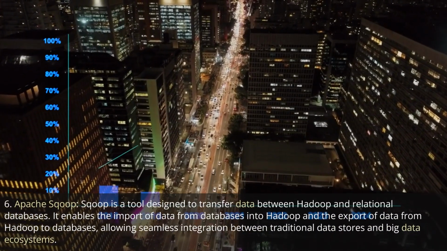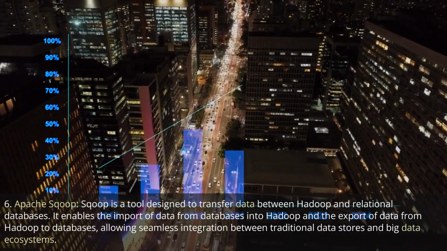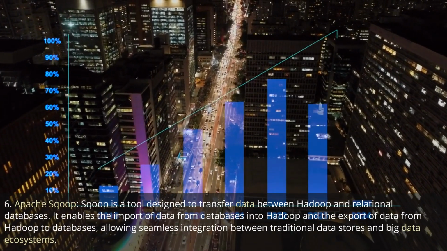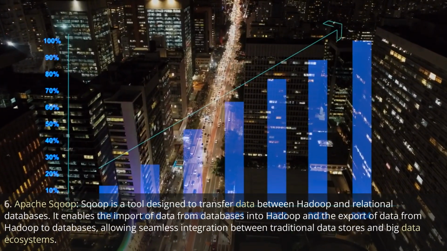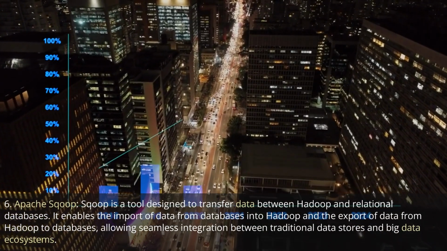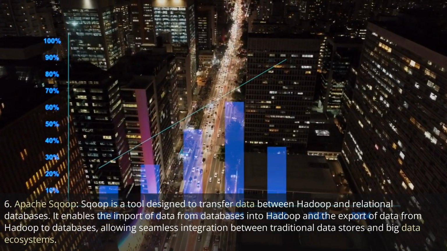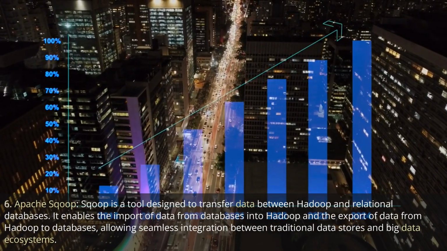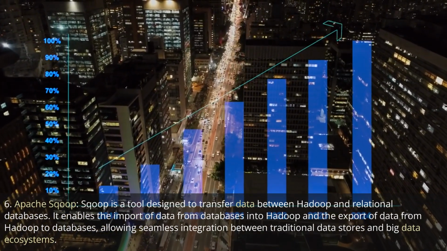6. Apache Sqoop. Sqoop is a tool designed to transfer data between Hadoop and relational databases. It enables the import of data from databases into Hadoop and the export of data from Hadoop to databases, allowing seamless integration between traditional data stores and big data ecosystems.